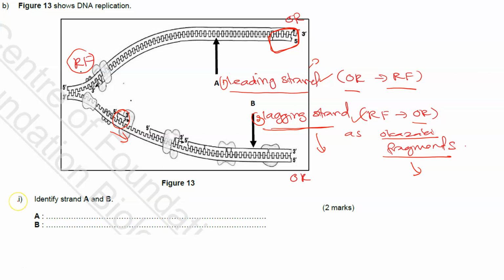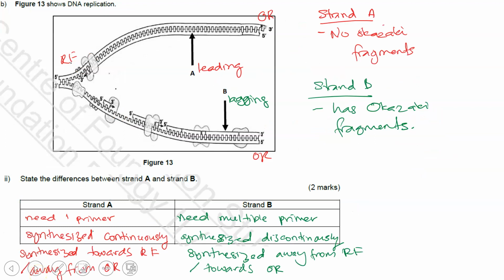Usually for the first few questions, it is easy. You just have to identify or give a definition, for example. That is straight from your notes. The one that I've just explained is for question number 2. Question number 2: state the difference between strand A and strand B. Strand A, you know that it is the leading strand. Strand B is the lagging strand.